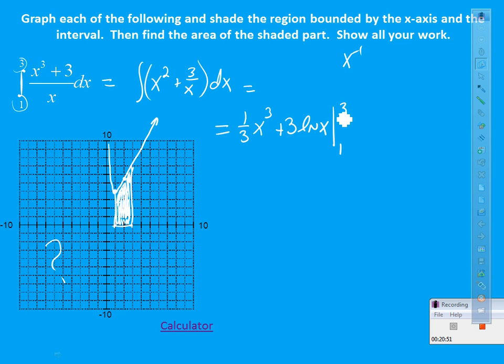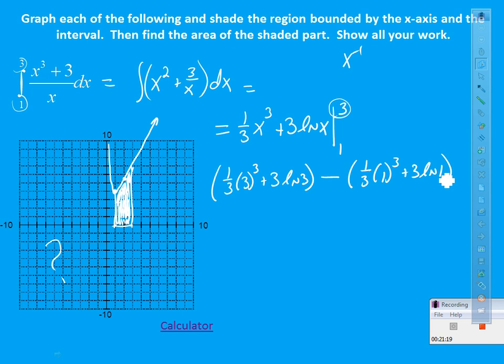Okay. So when you do this, I need to see the number you get when you run 3 through there. So I'm going to go ahead and go parenthesis 1/3 times 3 cubed plus 3 natural log of 3. There's what I'm going to get when I run 3 through there, minus parenthesis 1/3 times 1 cubed plus 3 natural log of 1. If you remember, the natural log of 1 was 0, and if you didn't want to write it, I'm fine with that.